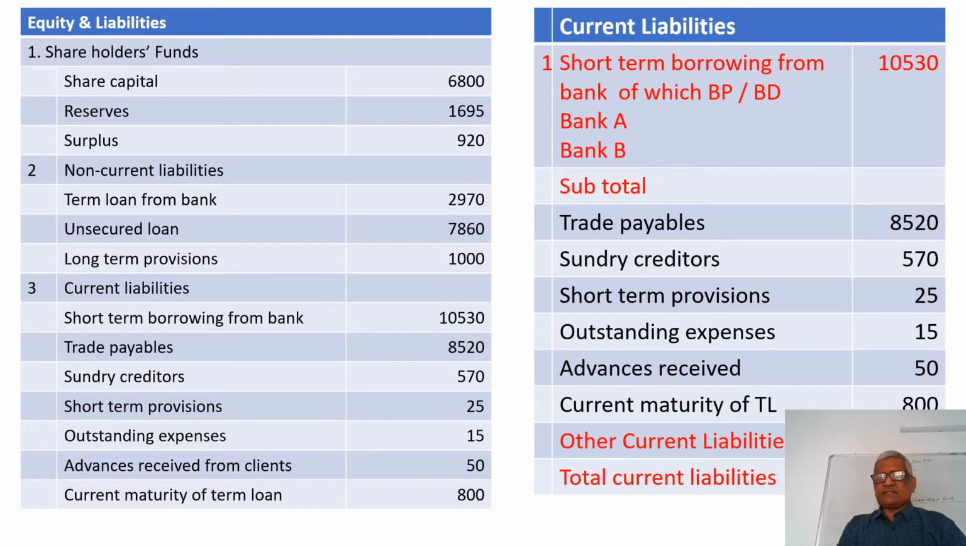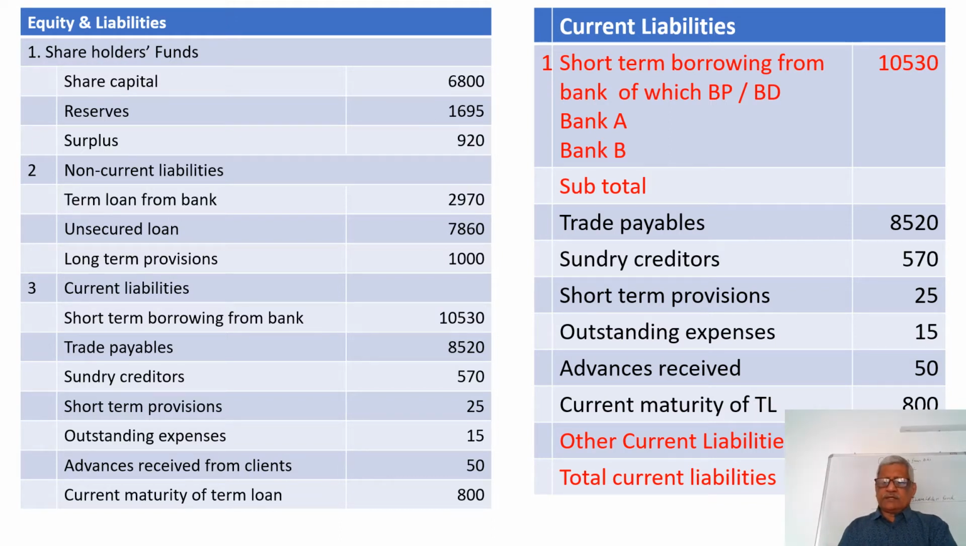Now let us first understand how do we reclassify it. First item which comes here is the current liability, and the first item which will come is the short-term borrowing from bank. And we have to give a bifurcation out of the short-term borrowing, how much is the bill purchase and bill discounting. As I have told you earlier, the bill purchase or bill discounting for balance outstanding will not appear on the balance sheet, but will be shown as a contingent liability in the notes.